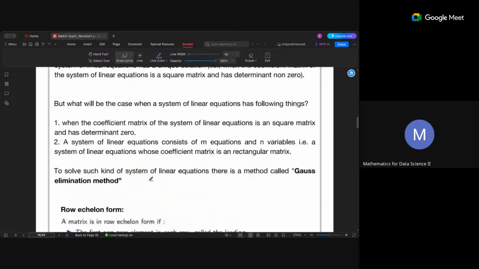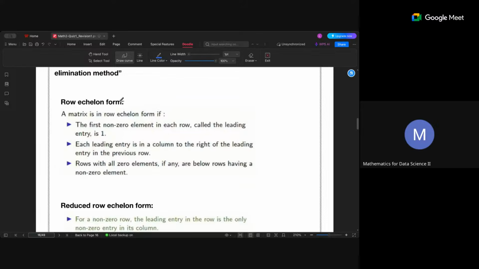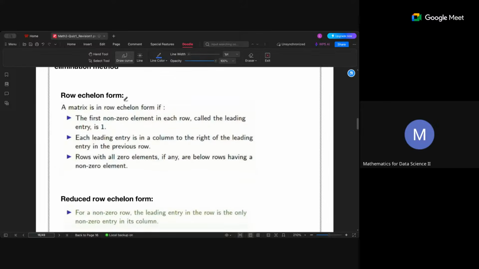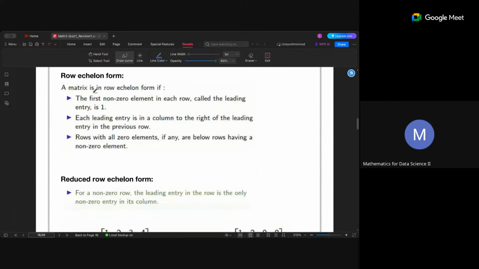Okay. So for Gauss elimination method, first we have to find the row echelon form. So what is meant by row echelon form? We say that a matrix is in row echelon form if the first non-zero element in each row, called the leading entry, is 1. Right?